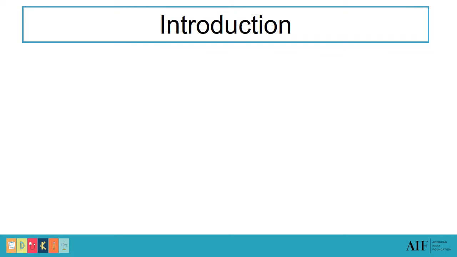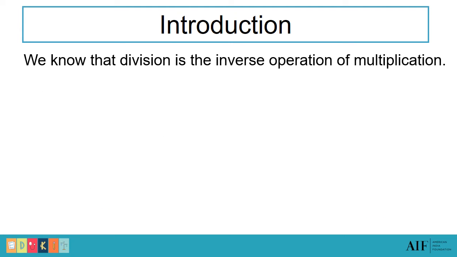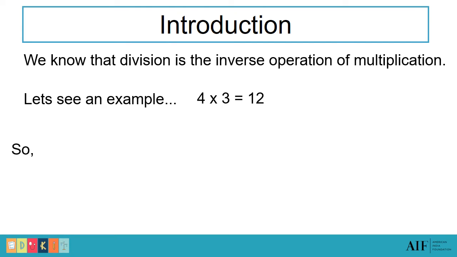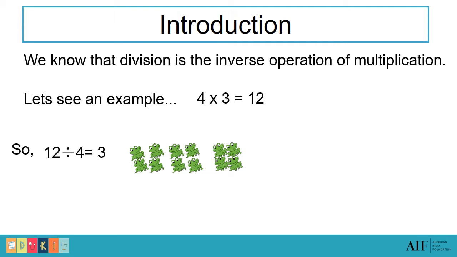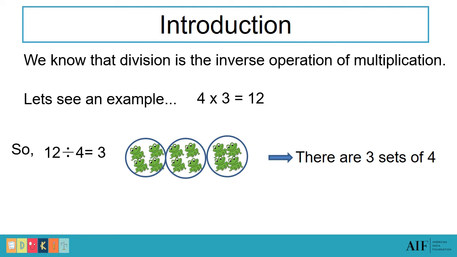Introduction. We know that division is the inverse operation of multiplication. Let's see an example. 4 into 3 equals 12. So 12 divided by 4 equals 3. Okay, 12: 4 as a group, 4 as a group, 4 as a group. So how many groups are there? 3 groups formed. So there are 3 sets of 4.